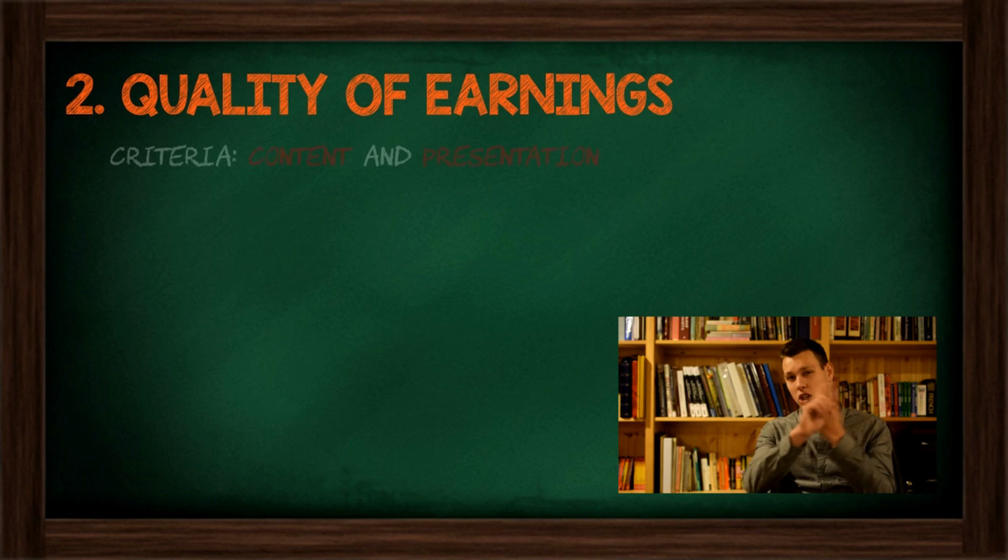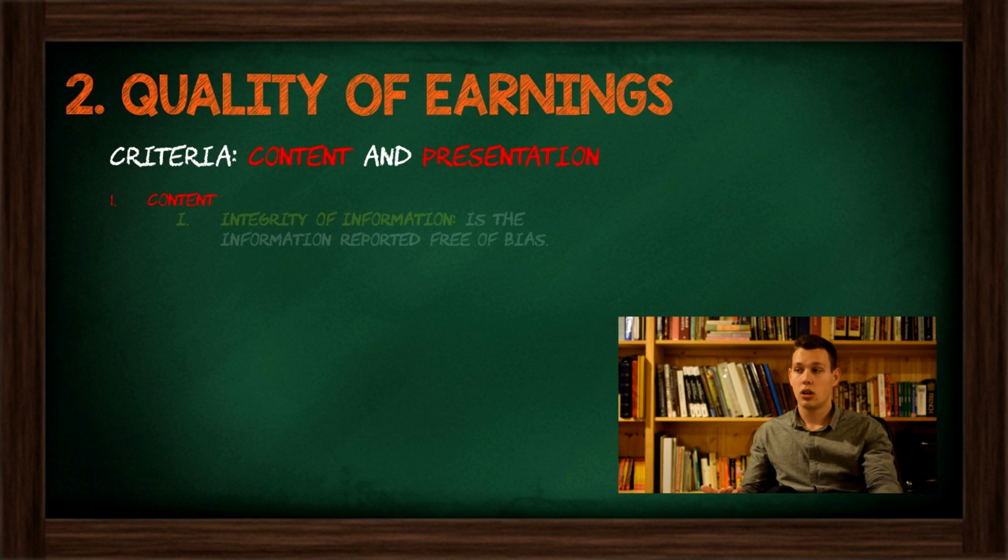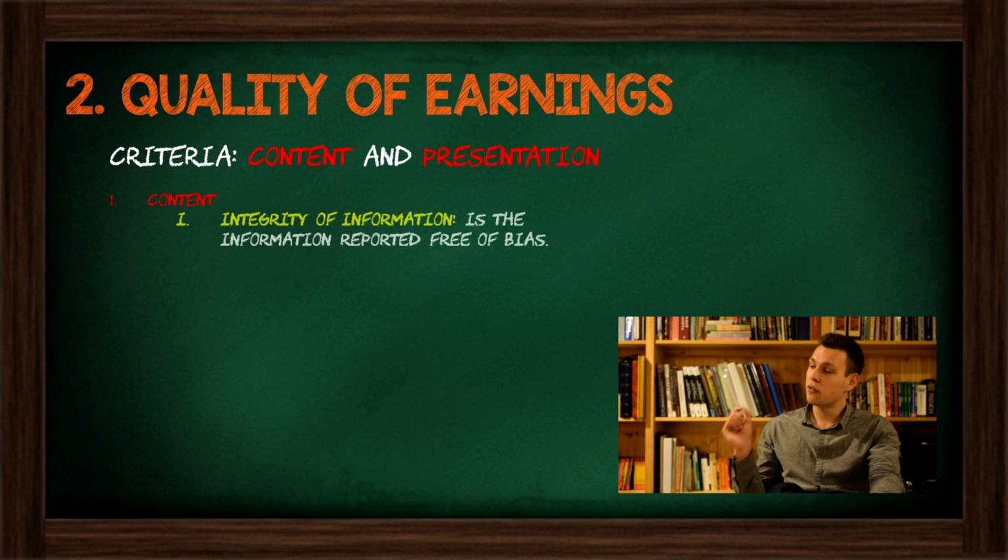Now there are two criteria that make up higher quality of earnings. What are these two criteria? Content and presentation. So let's look at content first. There are two components to content. The first one is the integrity of the information. What this means is, is the information presented on the income statement free of bias?